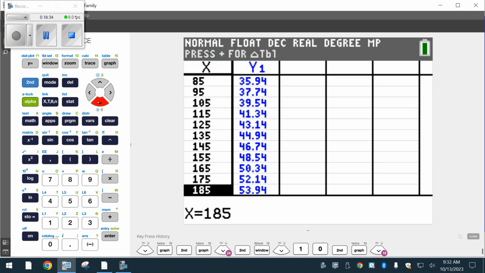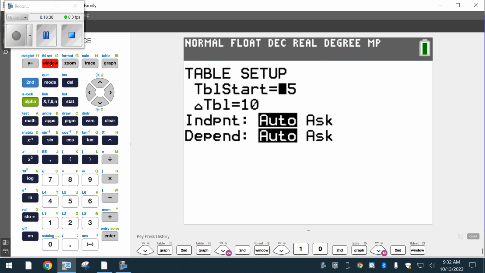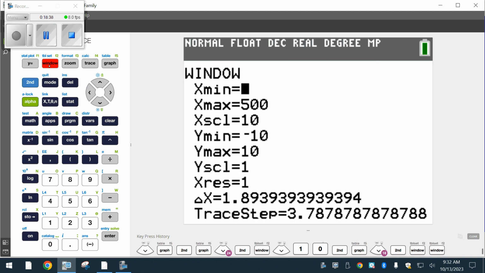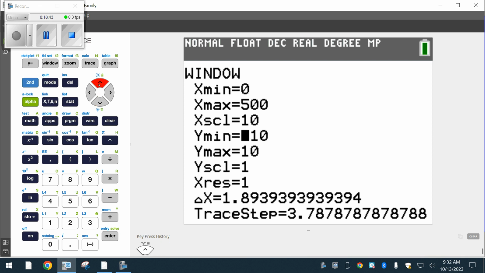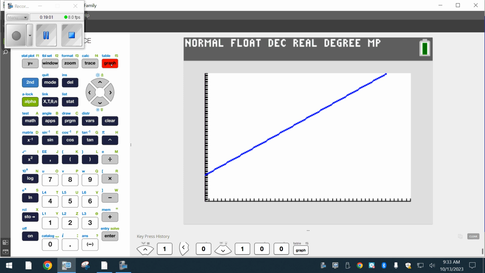So I'm going to go back to my table set. It's second window. Oh, wait, no, window. Sorry, my window. I'll do 0, and then maybe we pick 100, just because we don't know and we want to see. It takes a lot of playing around for you guys to see a graph. There we go, we got a graph, right?